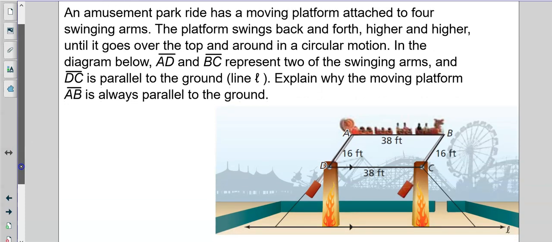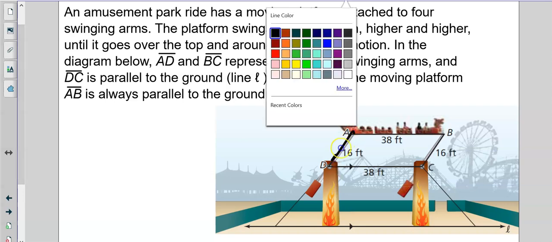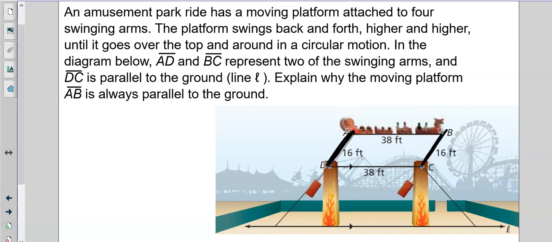So let's look at this. It says an amusement park ride has a moving platform attached to 4 swinging arms. The platform swings back and forth, higher and higher, until it goes over the top and around in a circular motion. In the diagram below, AD, right here, and BC represent 2 of the swinging arms. DC is parallel to the ground, L. Explain why the moving platform AB is always parallel to the ground.